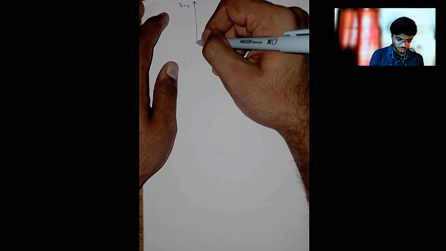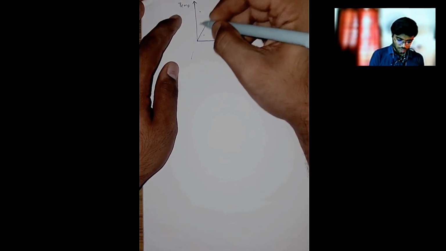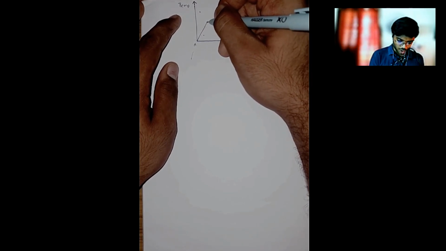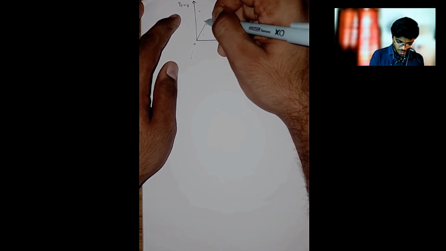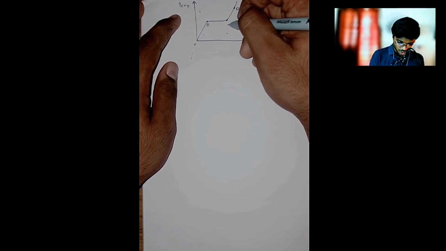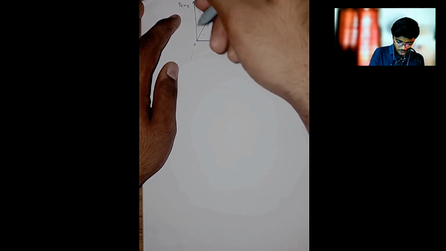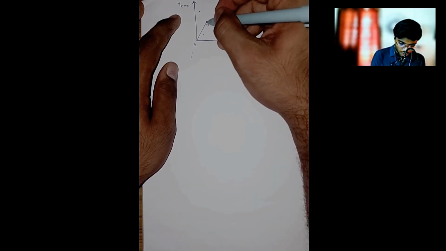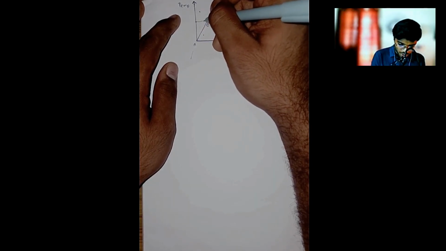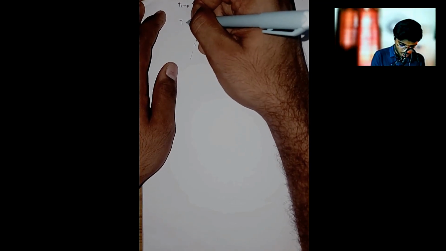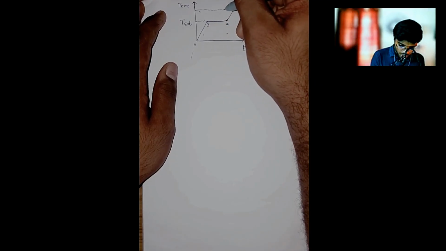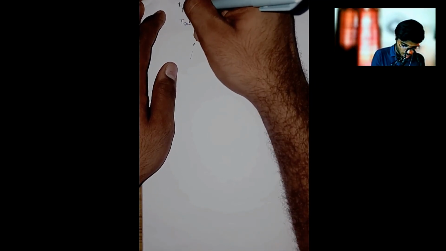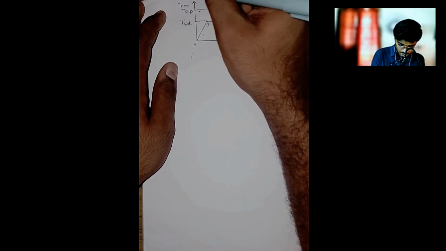Okay, now let us consider point A, point B, point C, and point D. First I'll explain the temperature at all these points. As you can see, the temperature at point B and point C is the same, and this is called saturation temperature. And the temperature at point D is called superheated temperature.